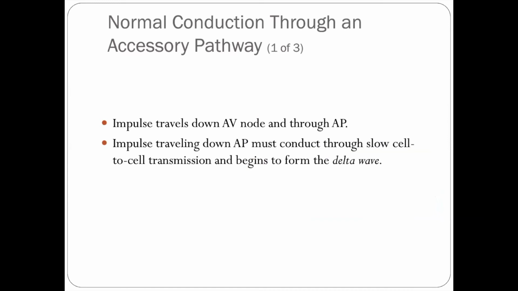Because of that, the impulse is traveling down both the AV node and through the accessory pathway. And as the impulse goes through the accessory pathway, everything is going cell to cell. Because of that, you see the formation of a delta wave, which is a slight little curving up into the QRS complex. You might remember that I drew that a few days ago. It also makes it seem as if the PR interval is shortened because it looks like the QRS complex is starting closer to the P wave.